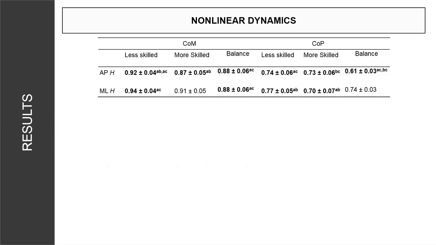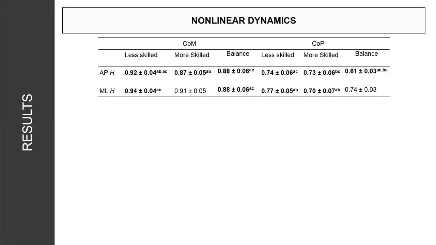So moving on to the nonlinear dynamics, we firstly found that all of the trials, or all of the gymnasts group, I should say, sorry, had longer range correlations. But for the more skilled gymnasts in comparison with the less skilled gymnasts, the long range correlations were on a shorter scale for the anterior posterior center of mass signals and the mediolateral center of pressure signals, so indicating potentially a less predictive control strategy.